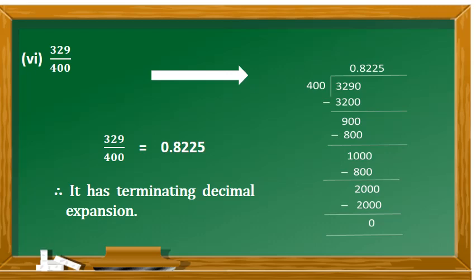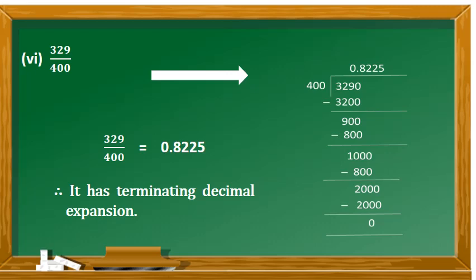So 3290 goes in 408 times, that is 400 into 8 you get 3200. On subtracting you get 90, add 0 such that it becomes 900. 400 into 2 you get 800, so 900 minus 800 you get 100. Now add a 0 such that it becomes 1000. 400 divides 1000 2 times, that is 400 into 2 you get 800. 1000 minus 800 you get 200.